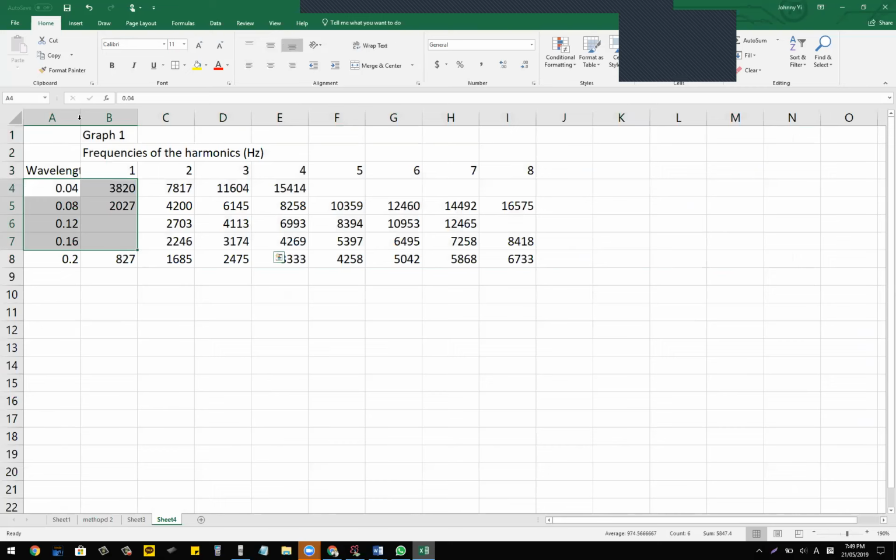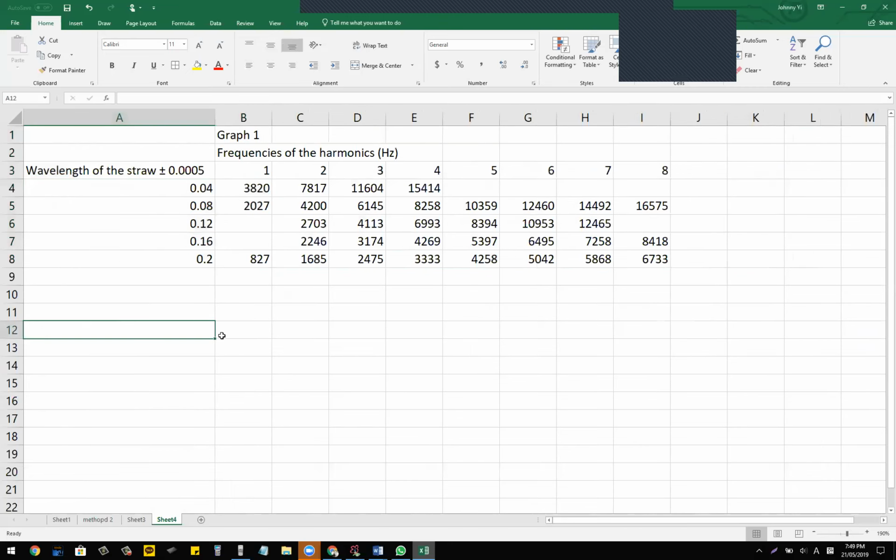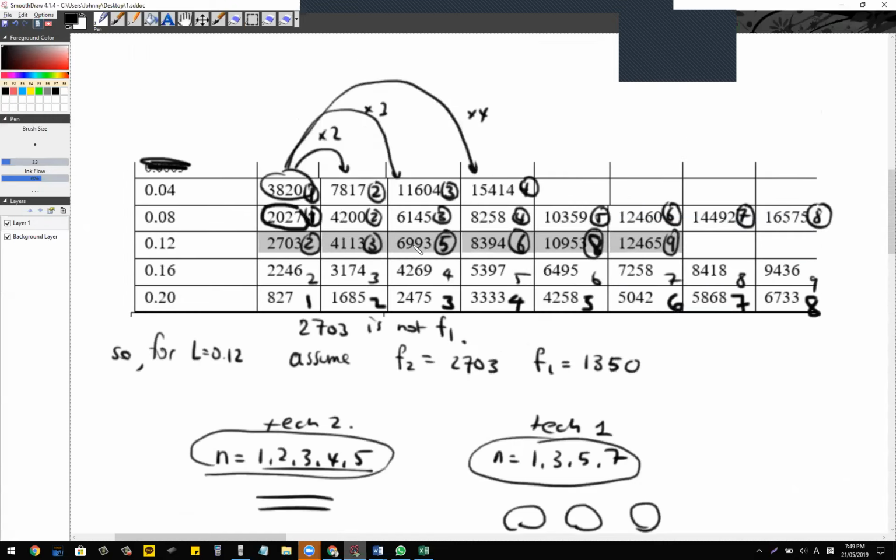So we want to do frequency versus wavelength again, right? So what we have there is, again, we've got two equations. One is f is equal to nv over 2L.